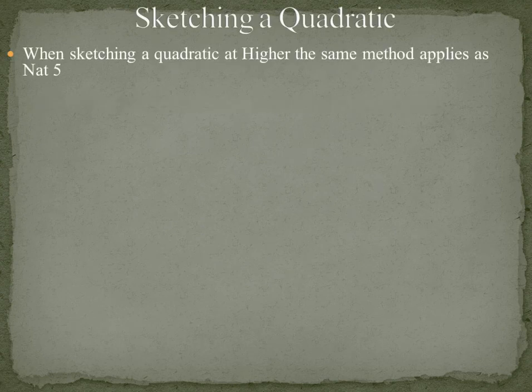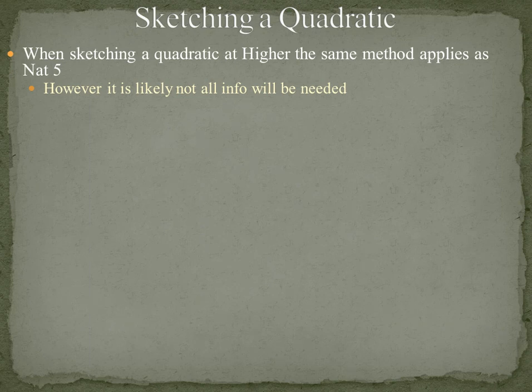When sketching a quadratic at higher, the same method applies as what you would have been shown at National 5. However, it's important here that it's likely not all the info that a sketch at National 5 would have required will be required here. National 5 was just, can you sketch this quadratic? There was really no context to why they were asking you to do that. At higher, there will now be context to that.